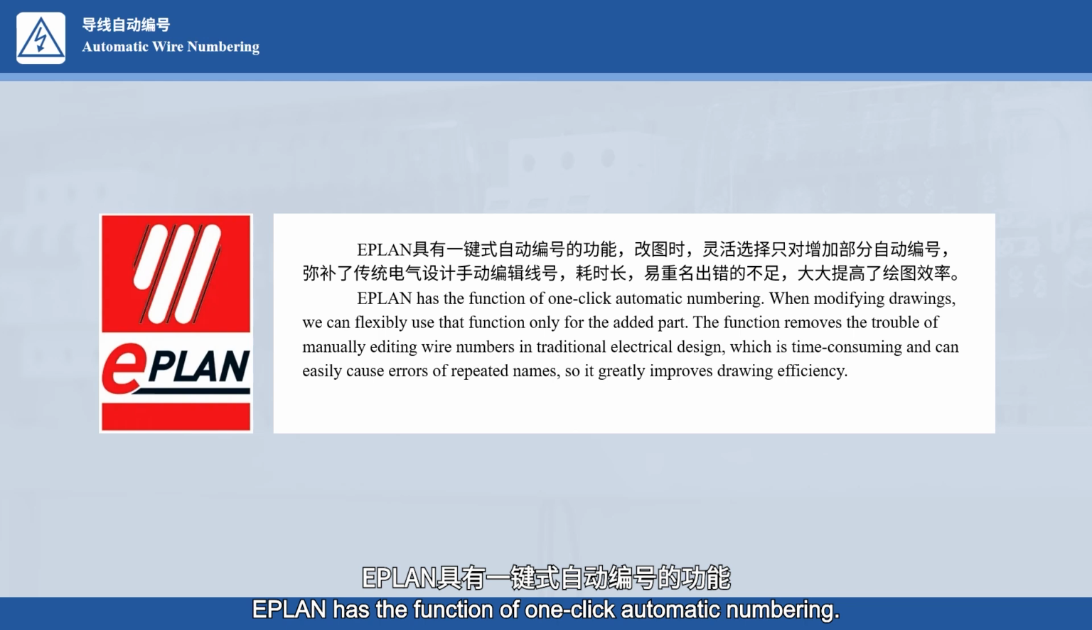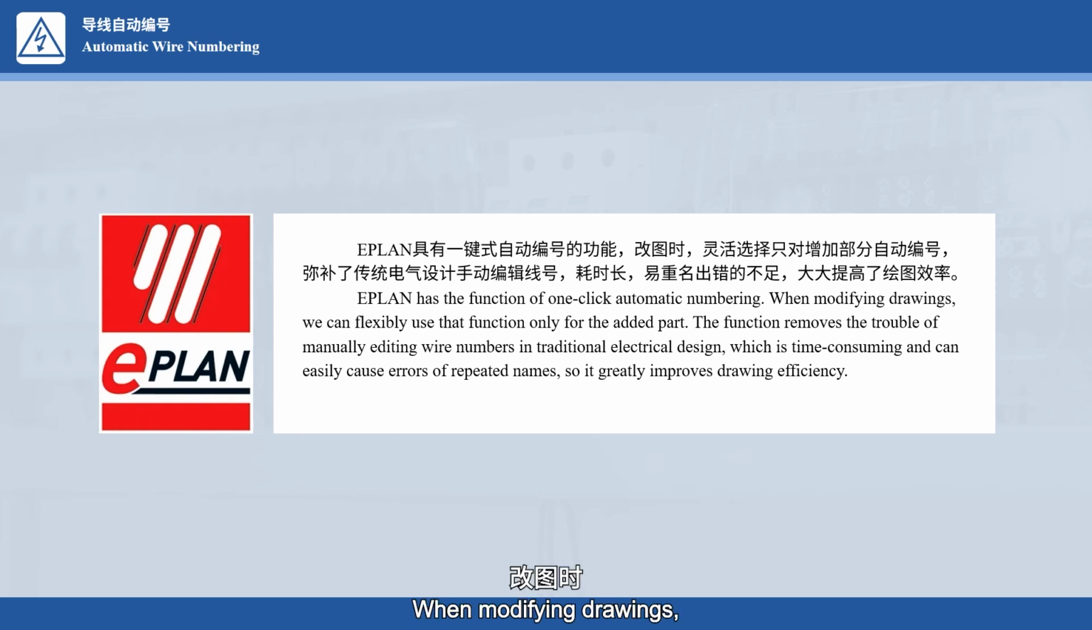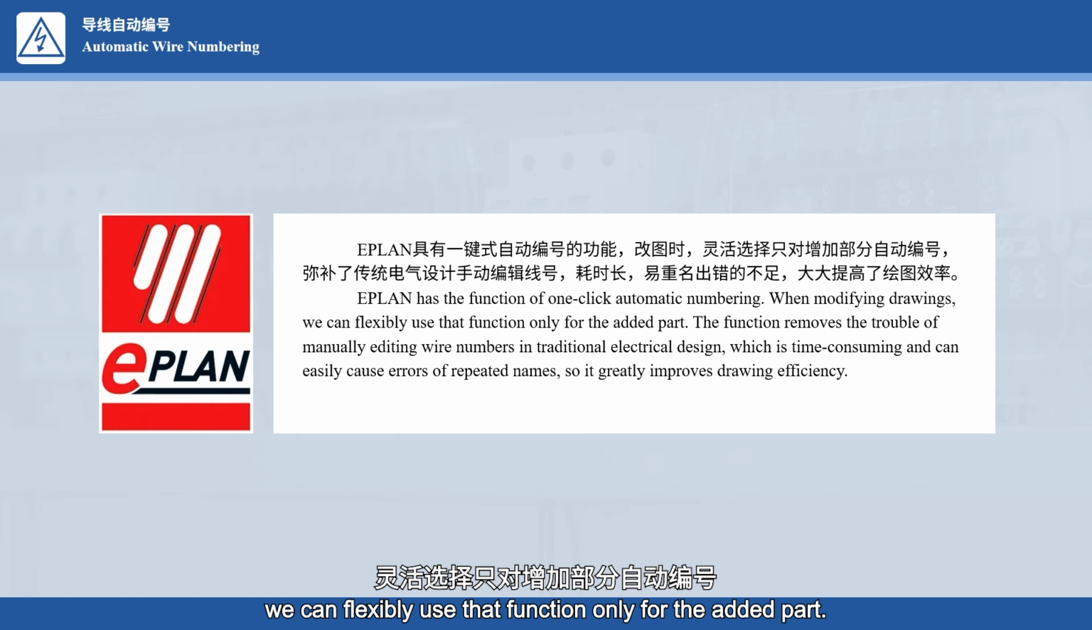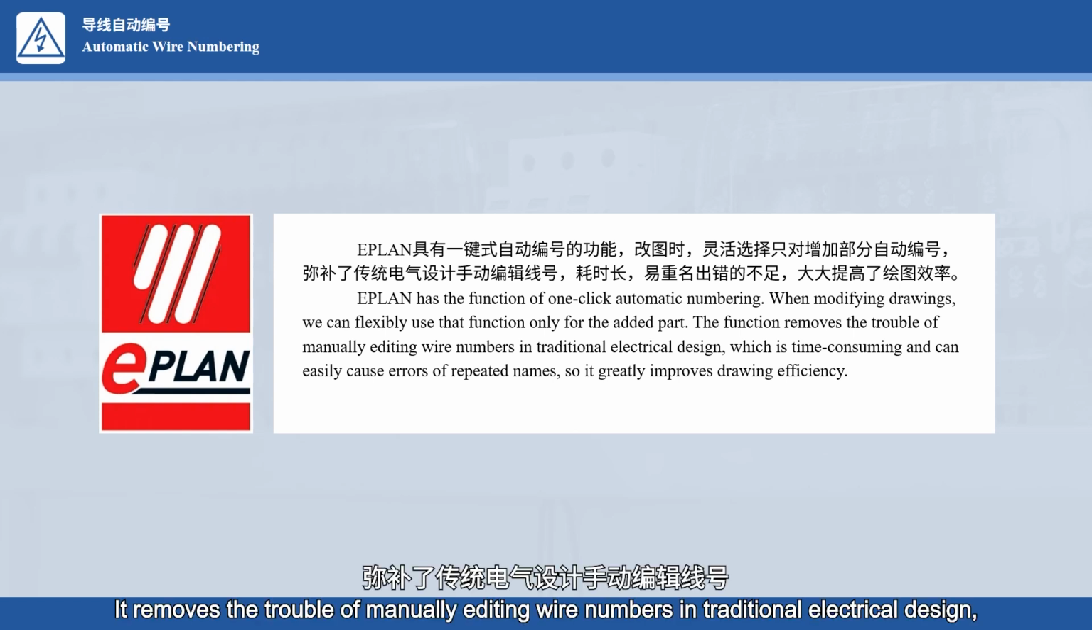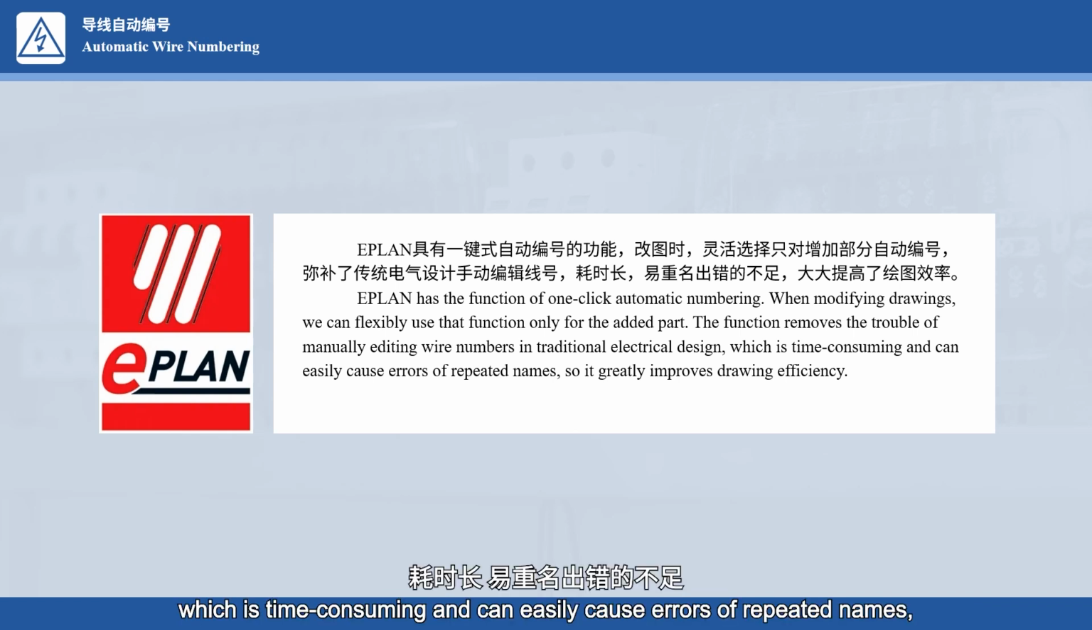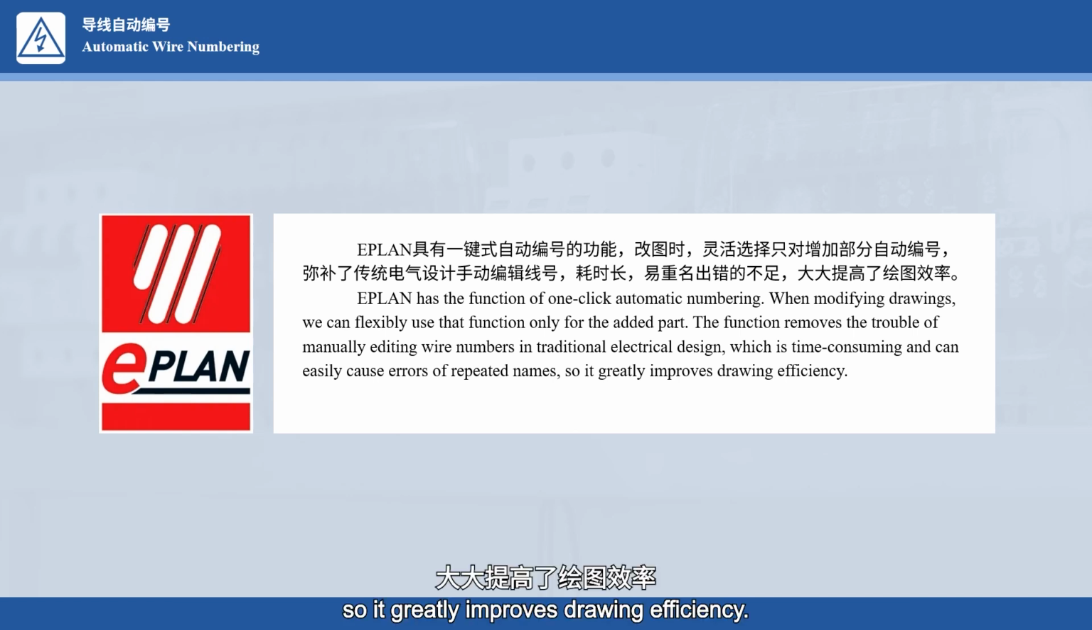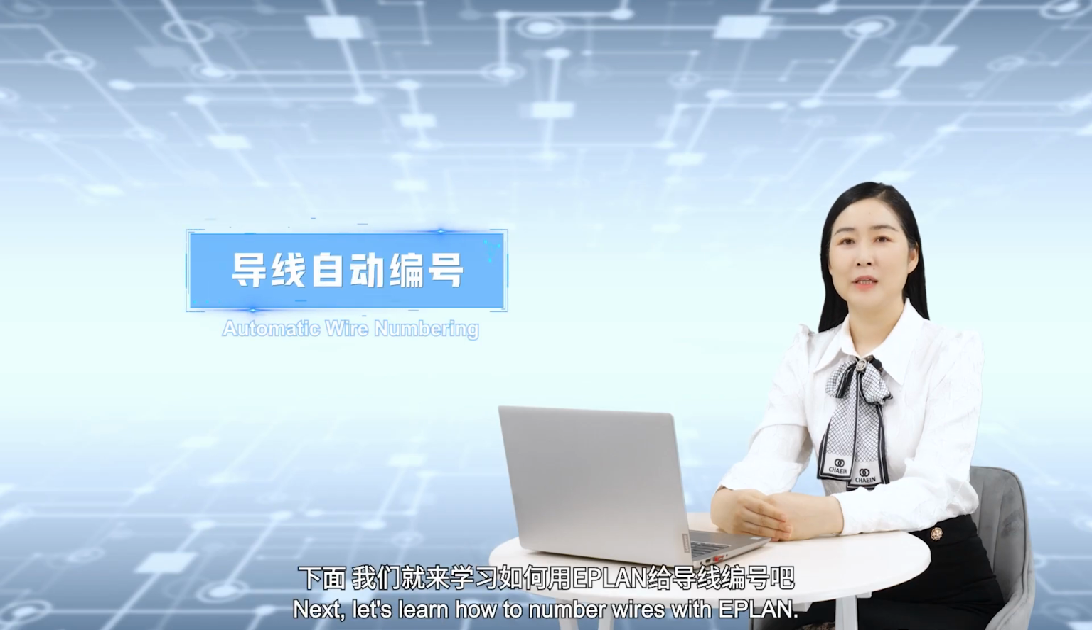E-Plan has the function of one-click automatic numbering. When modifying drawings, we can flexibly use that function only for the added part. It removes the trouble of manually editing wire numbers in traditional electrical design, which is time-consuming and can easily cause errors of repeated names, so it greatly improves drawing efficiency. Next, let's learn how to number wires with E-Plan.